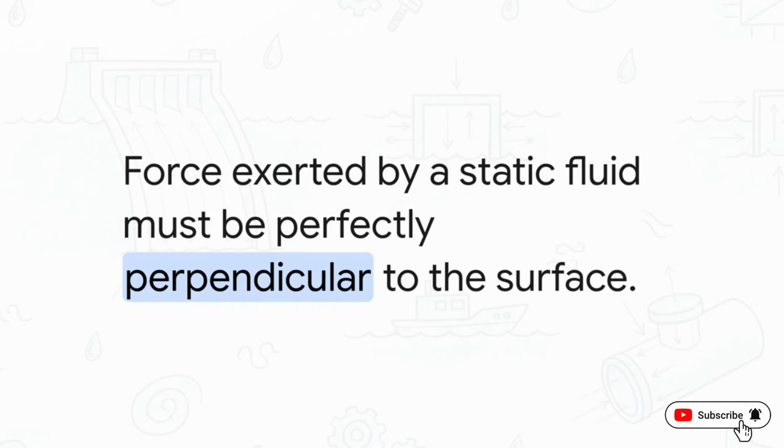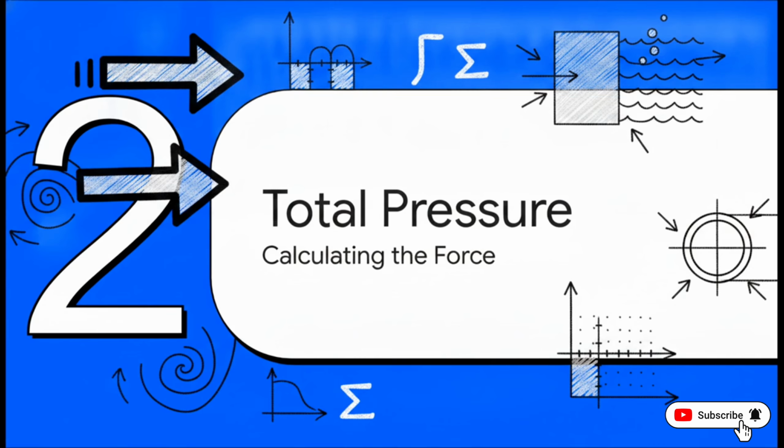And because there's absolutely no shear stress, a static fluid cannot exert any sideways sliding force along a wall. It just can't. It can only push straight on. Therefore, all force exerted by a static fluid must be perfectly perpendicular, or normal, to the surface it touches. This is an incredibly powerful rule to keep in mind. It means whether a surface is flat, angled, or totally curved, we always know exactly the direction the water is pushing.